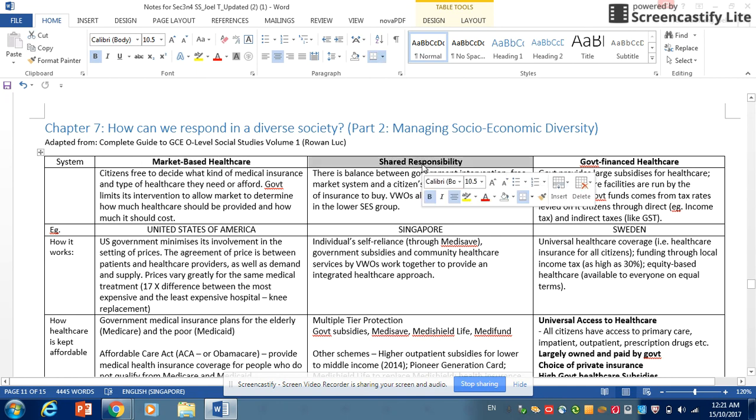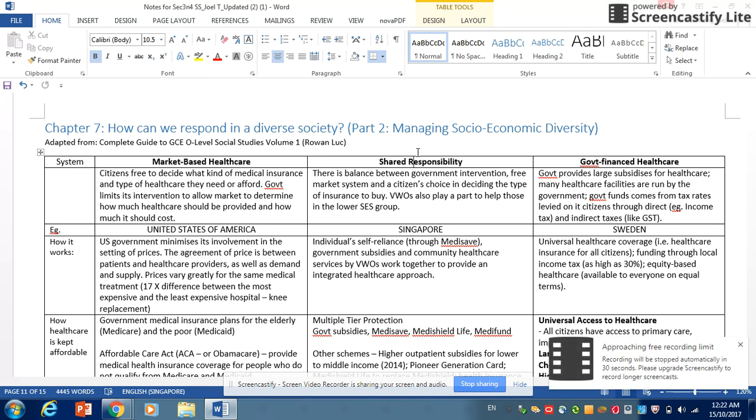The shared responsibility makes there lesser possibility of abuse because the patient or the citizen has to play a part in paying for the healthcare bill. With that, they will not abuse the system and they will try to stay healthy. On the contrary, for the government finance system, there's often abuse because they know that the government is going to pay 100% for it. And sometimes waiting time can be very, very long.